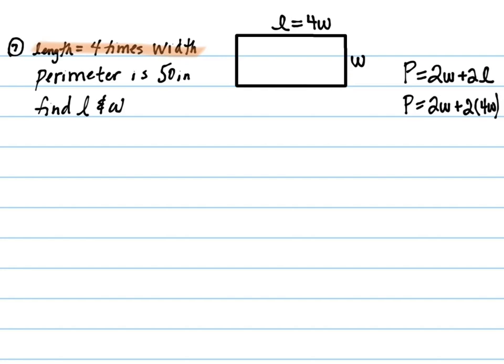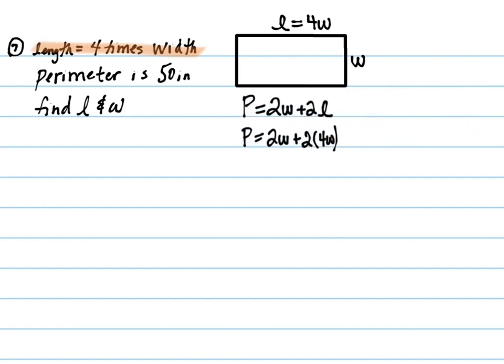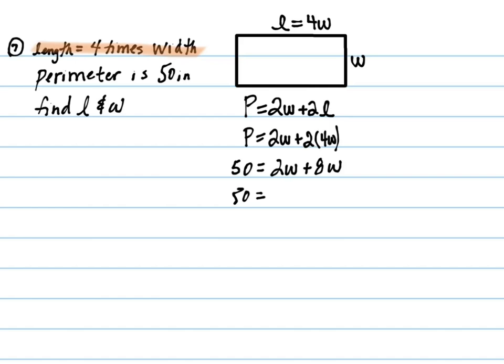And that's really useful information over here. Whoops, that's not what I meant to do. Because I know my perimeter, and my perimeter is 50. So this is 2W plus 8W, or 50 equals 10W. So what is W? 5. And if W is 5, and the length is 4 times W, what is the length?